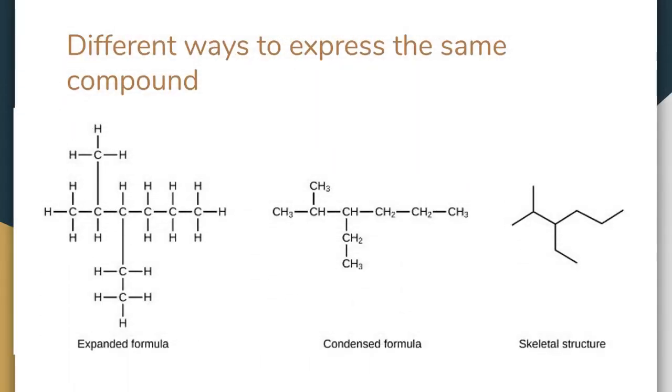Here are 3 different ways to express the same compound, 3-ethyl 2-methyl-hexane. We have the expanded formula that involves showing every individual bond, the condensed formula, which groups all of the hydrogens around each individual carbon, and finally we have the skeletal structure, where each vertex of the line, each point where it changes direction, represents a carbon and the appropriate number of hydrogens.